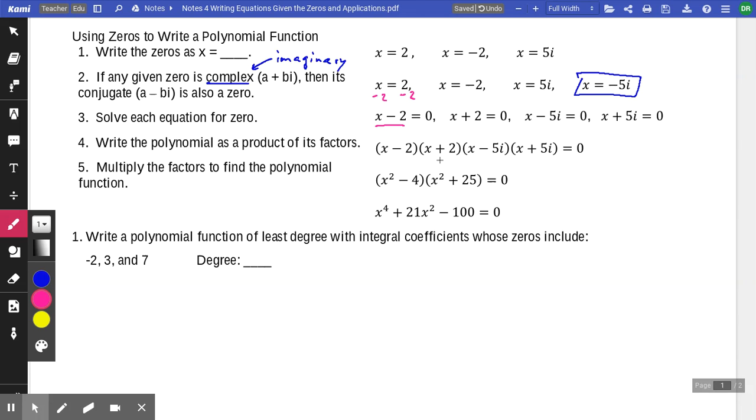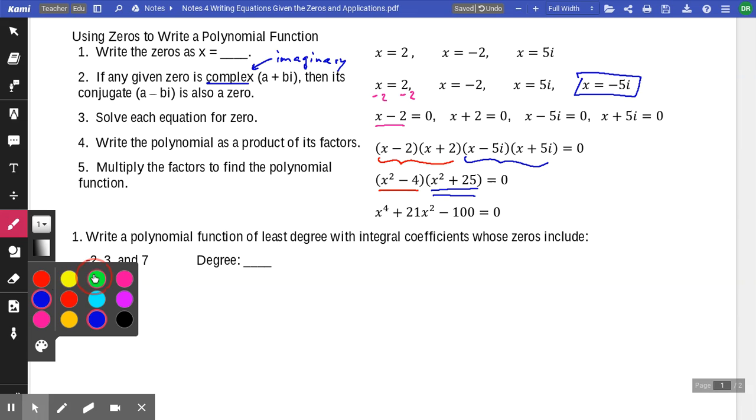And now that the equation's equal to 0, what you can see is that whatever our equation said, those came from factors that we had. So x minus 2 is one of our factors. x plus 2 is another factor. And then we also have these factors with x and the 5i's. And all we do at this point is we multiply together. So these multiply to x squared minus 4, and these multiply to x squared plus 25. And just recall, when I multiply these together, I'll get i squared.